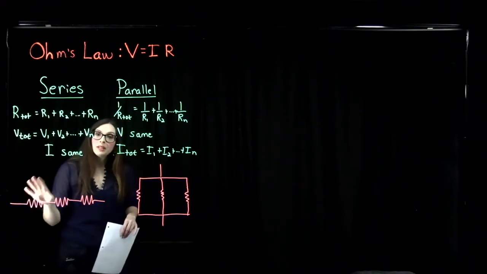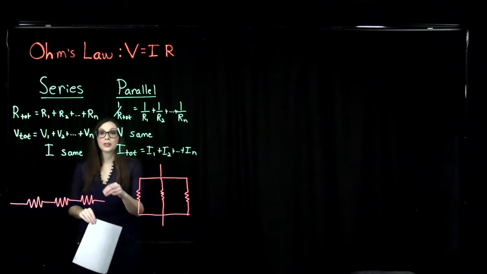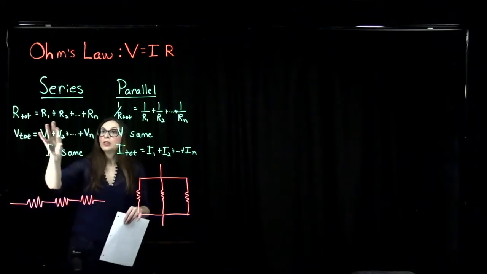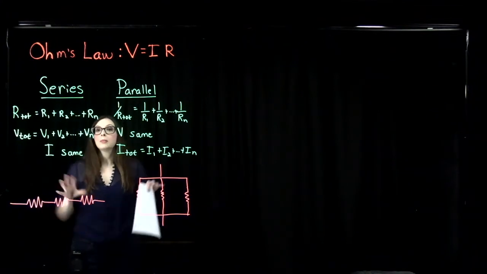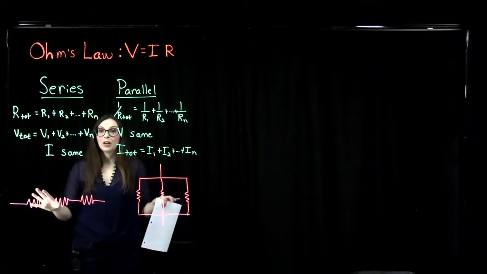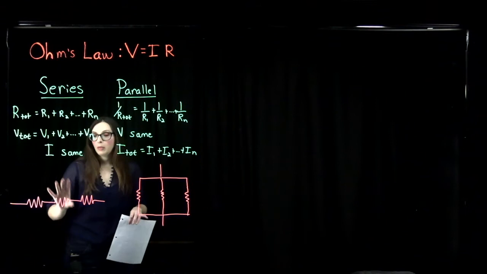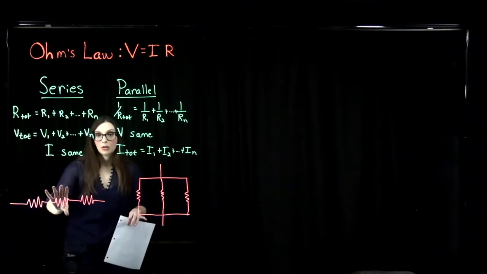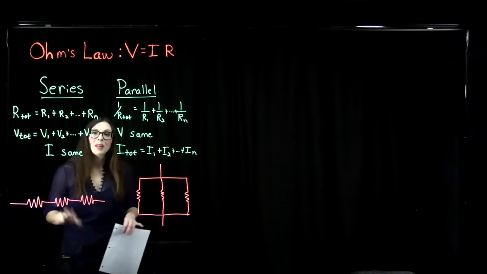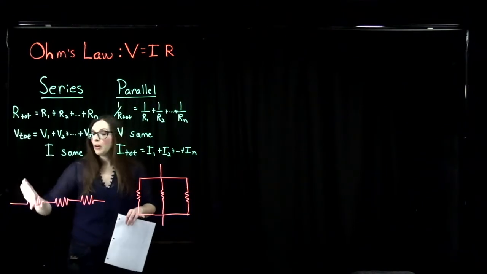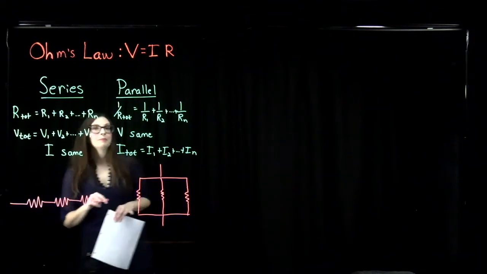When we think about the potential difference across our resistors in a series, the potential difference sums together. So the total potential supplied by our battery in the circuit must equal the sum of the potential across resistor 1 plus the potential across resistor 2 plus the potential across resistor 3 and so on. The current is the same for any element of your circuit that is in series.